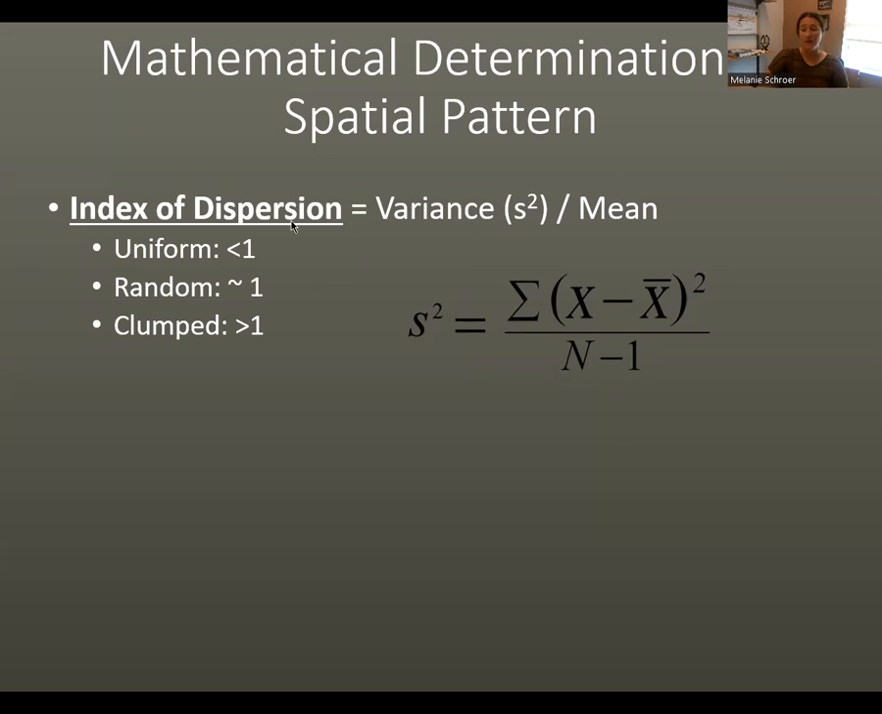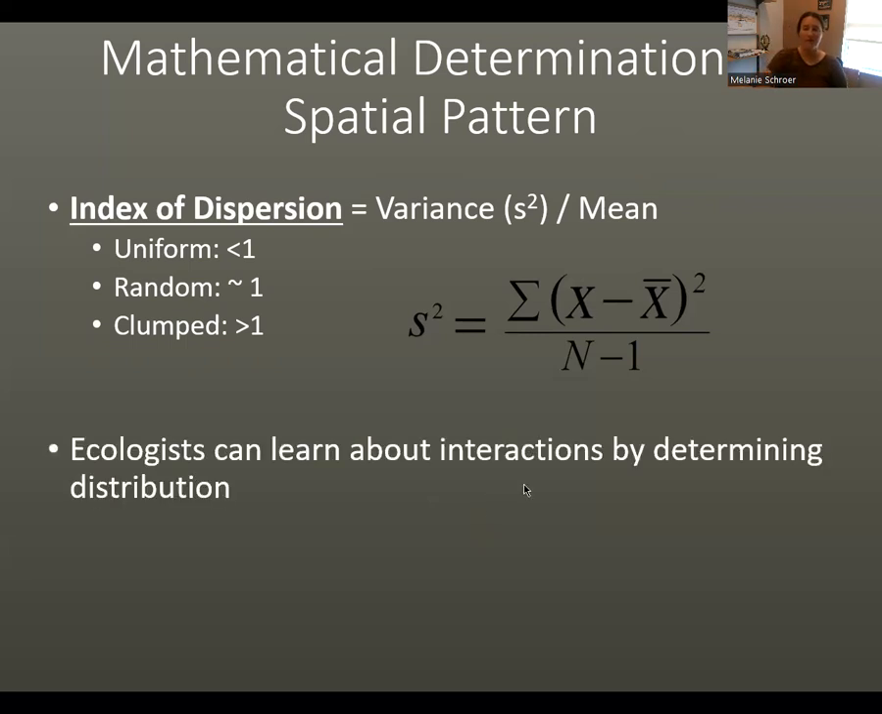Okay, so the index of dispersion, the cutoffs here: if this numerical value is less than 1, we call the population uniformly distributed. If it is approximately 1, we call it random. And if it's greater than 1, we call it clumped. Okay, so let's take a look.